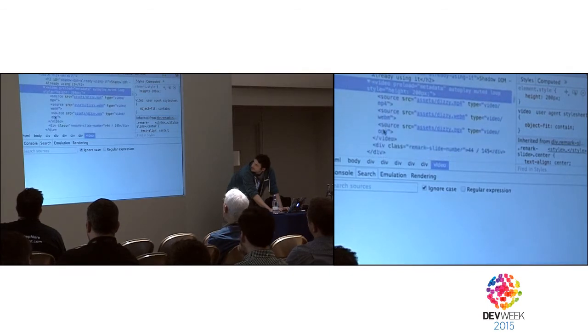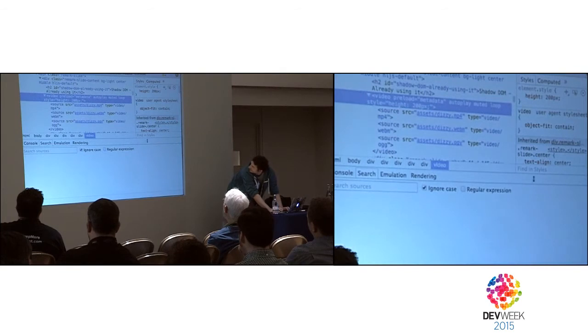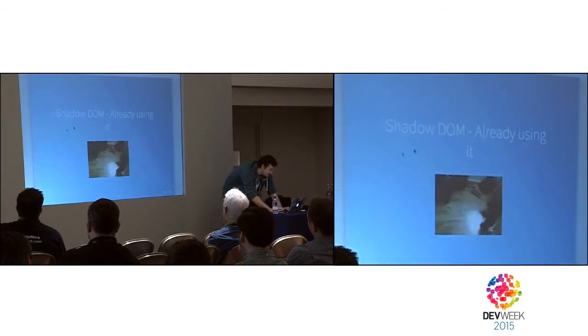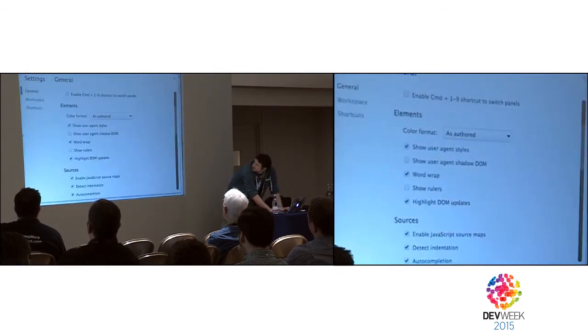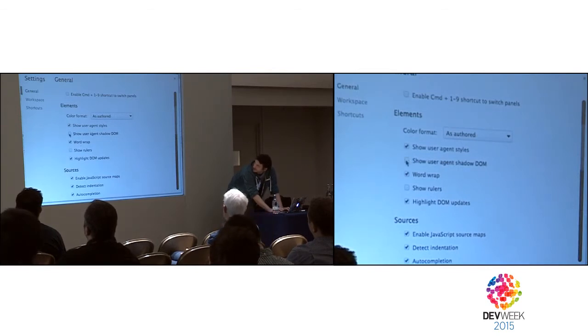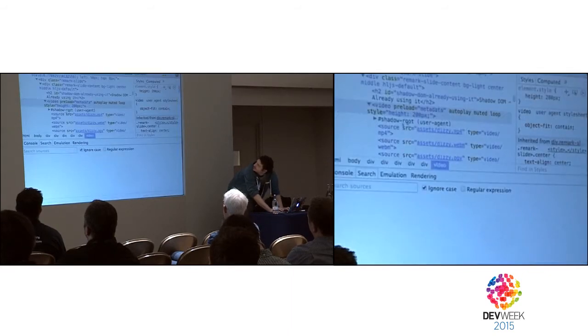So there's the video element. Now, if I go to, I can't even see it on the screen. There's an option, maybe I can switch that over. Right, okay. There's an option in DevTools that says Show User Agent Shadow DOM. So I turn it on. Now, I've got the shadow root that appears.